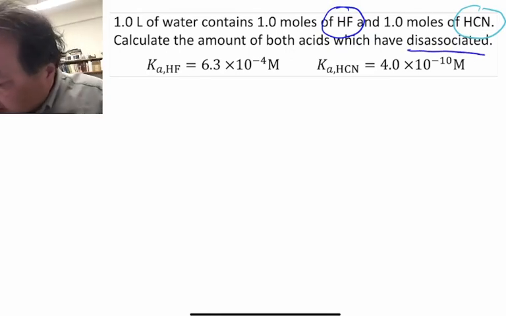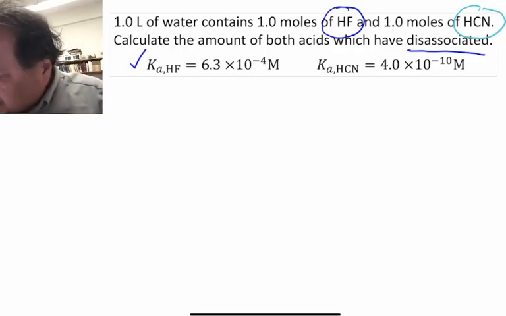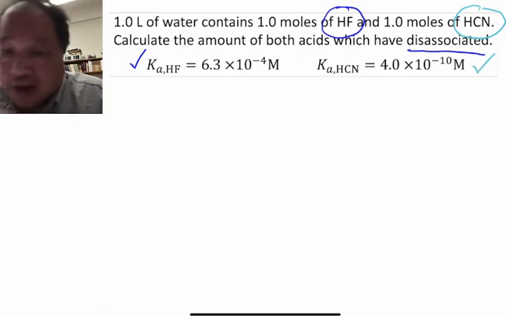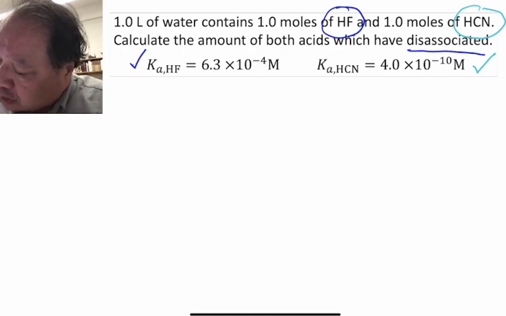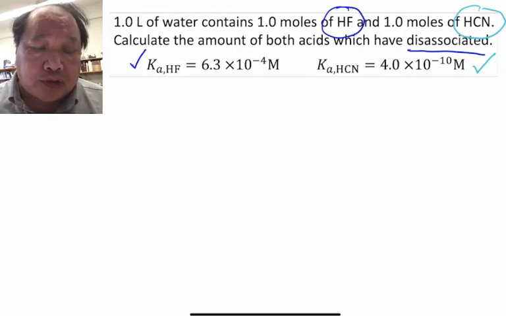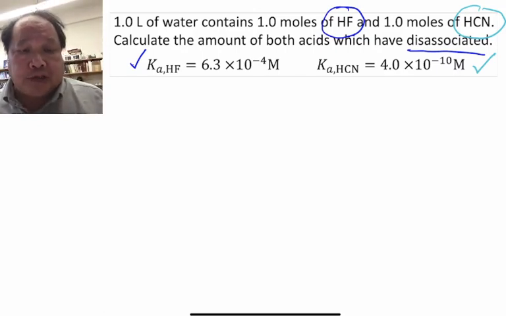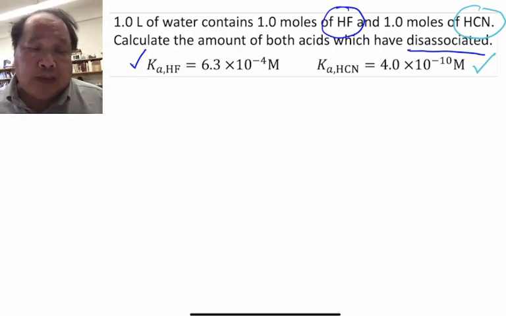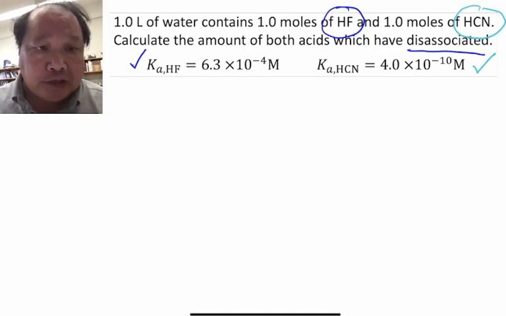and we're given the Ka of HF, 6.3 times 10 to the minus 4, and we're given the Ka of HCN, 4.0 times 10 to the minus 10. And we see, looking at these two Kas, that the HF acid is a much stronger acid. Its Ka is 1 million times bigger than that for HCN. And that tells us that all the H3O plus that's going to be generated in this problem is going to be coming from the HF.